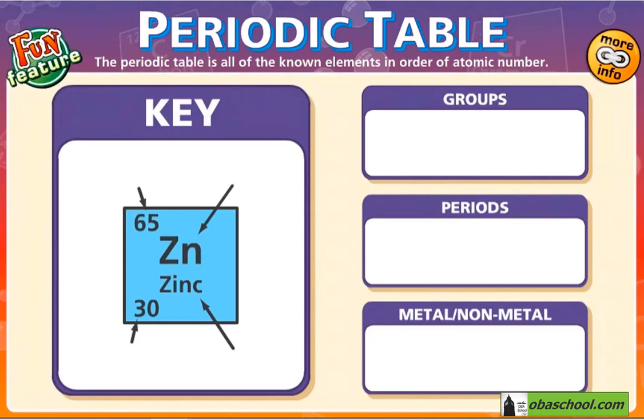Let's start first by Zn. Zn is what we call the symbol for the element. Zn is the symbol of zinc. Zinc is the name of the element. On the top left, you see number 65. This is the atomic mass of zinc. On the lower left, you see the number 30. This is the atomic number of zinc.